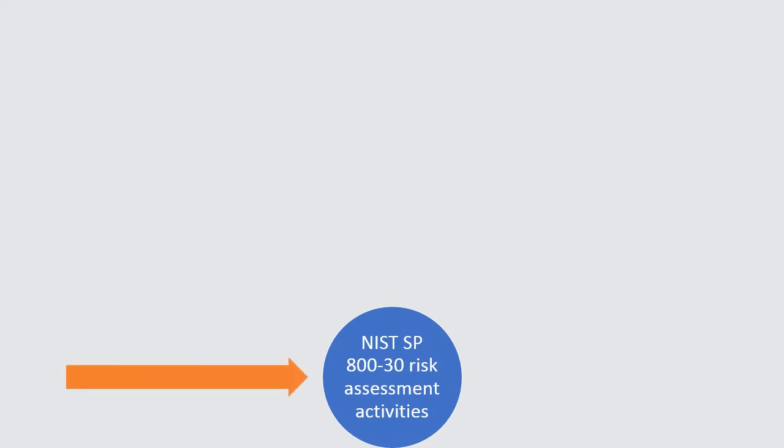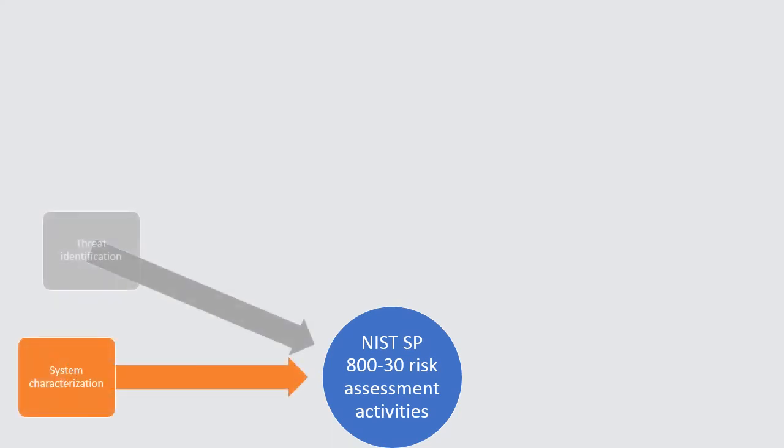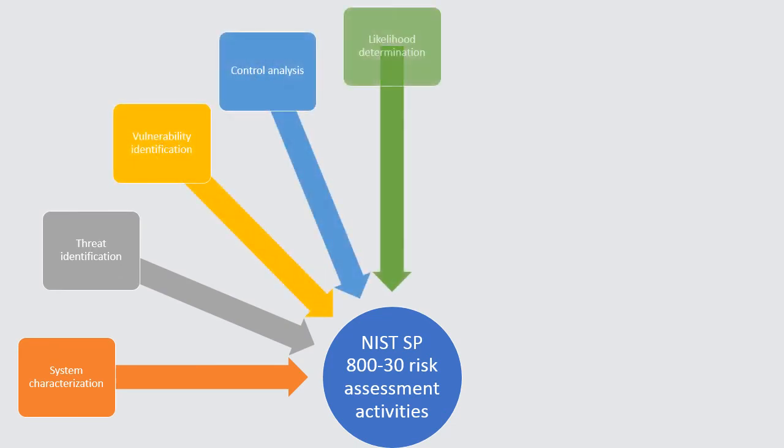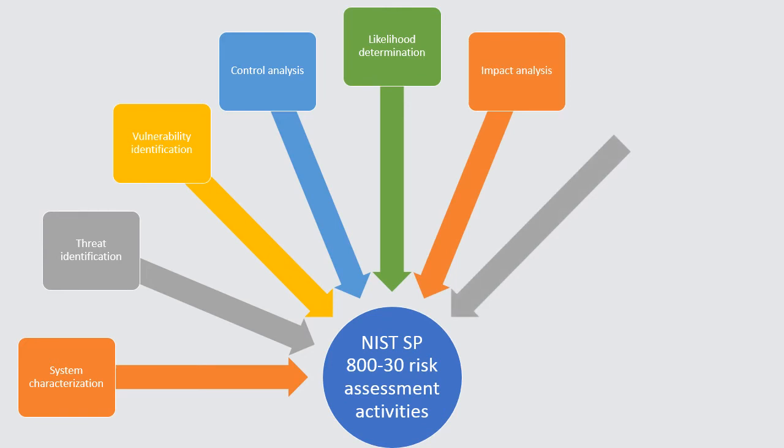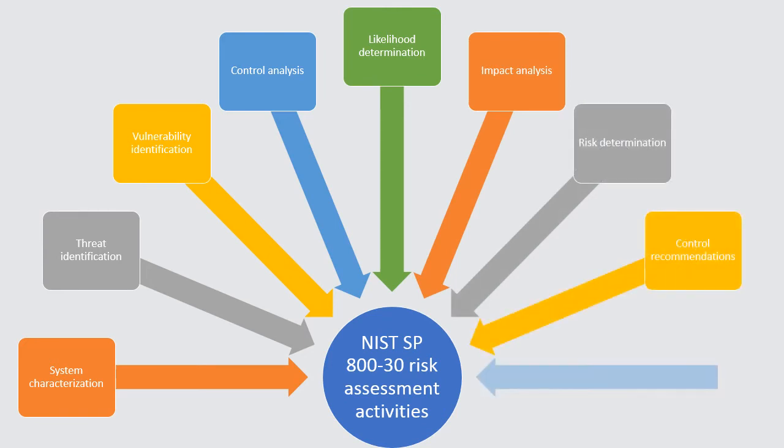NIST SP 800-30 risk assessment activities are system characterization, threat identification, vulnerability identification, control analysis, likelihood determination, impact analysis, risk determination, control recommendations, and result documentation.